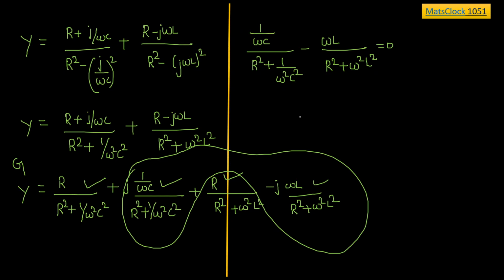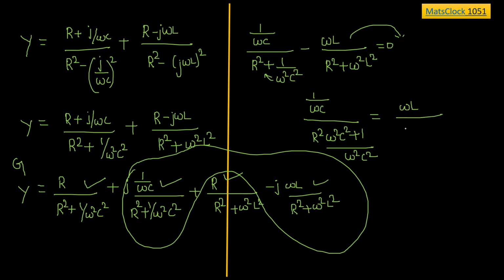Now if I pass this term to the right side, such that we have 1 upon omega c in the denominator, it will become (r square omega square c square plus 1) whole divided by omega square c square. Can I write like this? I am just doing cross product. In the right side, it is becoming omega L upon r square plus omega square L square.